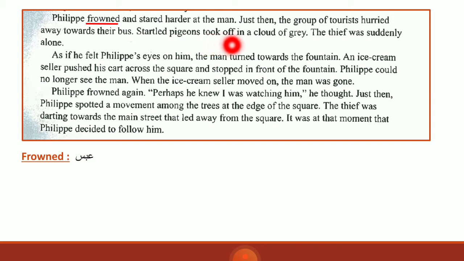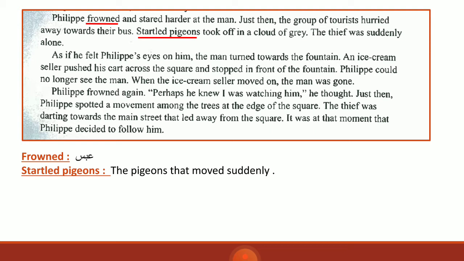Startled pigeons took off in a cloud of gray. Startled pigeons means the pigeons that moved suddenly, and took off means flew or went away. So the pigeons went away in a sudden movement, and the thief was suddenly alone, meaning the tourists were gone, they went to their buses, and the pigeons flew away, so the thief became exposed, with no one around him.